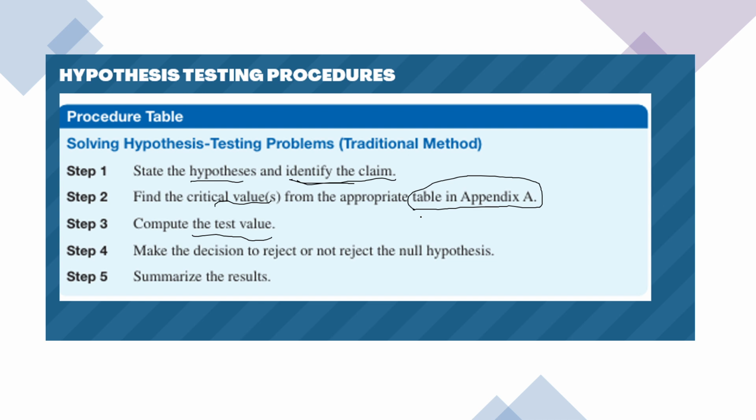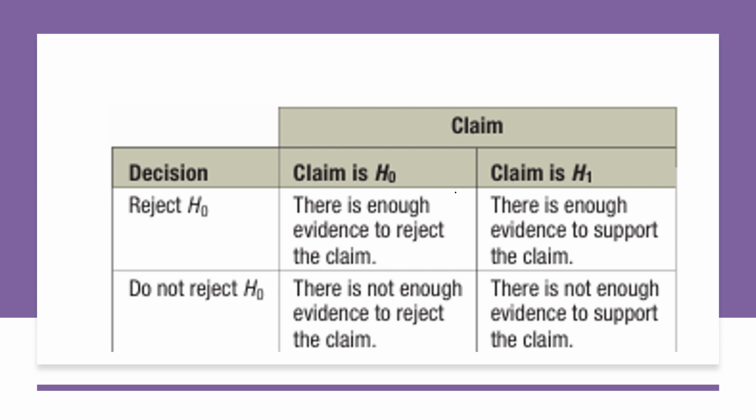How to summarize the results? For example, if the claim is our null hypothesis, and we reject the null hypothesis, the statement should start with, there is enough evidence to reject the claim. But if the claim is H1, the alternative hypothesis, and we reject the null hypothesis, the statement should be there is enough evidence to support the claim. So take note of the words reject and support.